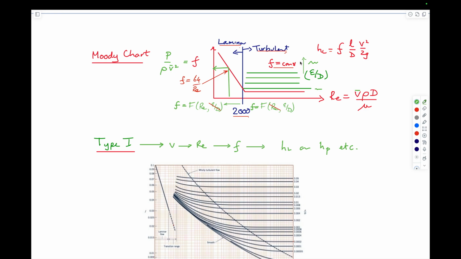These are values for rough pipes. These are values for smooth pipes. And ultimately it asymptotes to a value which is for an infinitely smooth pipe, a glass pipe if you like. It's important to realize that the friction factors are a function of Reynolds number in the laminar regime. They're not a function of Reynolds number in the turbulent regime, but they are a function of the relative roughness.